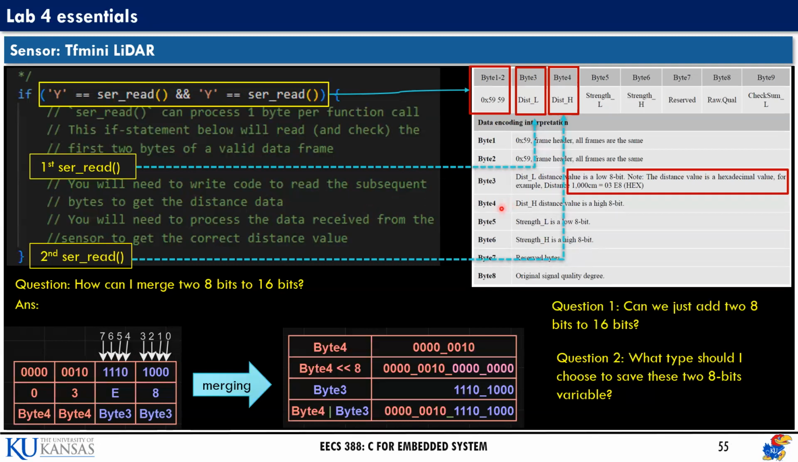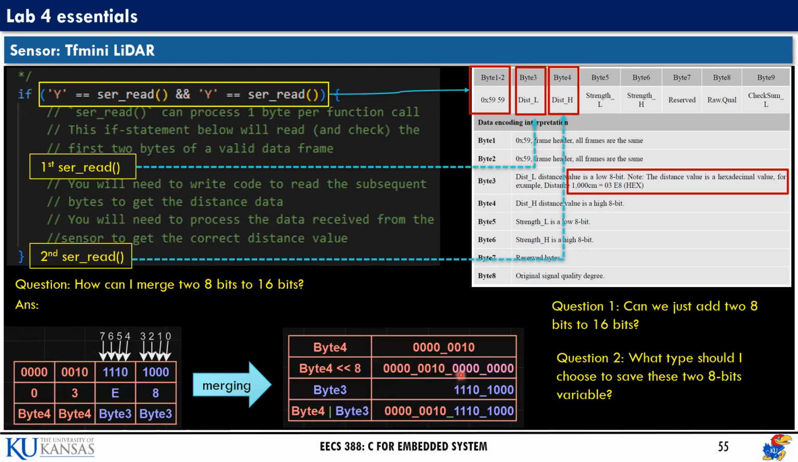We know the distance high is the most significant bits of this 16 bits. As we know, byte 4 is the distance high bits. So we can shift it by 8 bit places. If we left shift the byte 4 value by 8, we'll be able to add 8 zeros on the right-hand side of byte 4. So as you see, after doing the shift operation, we got this 16-bit number. Now byte 4 is 16-bit.